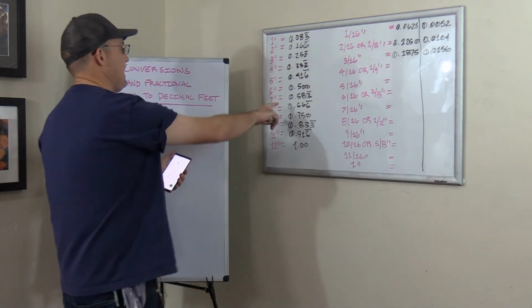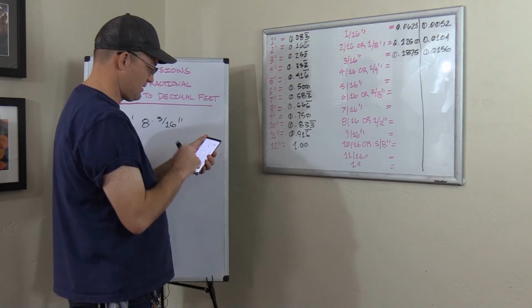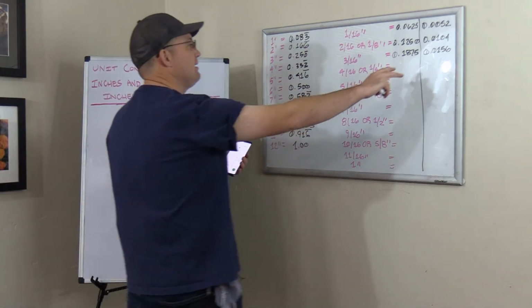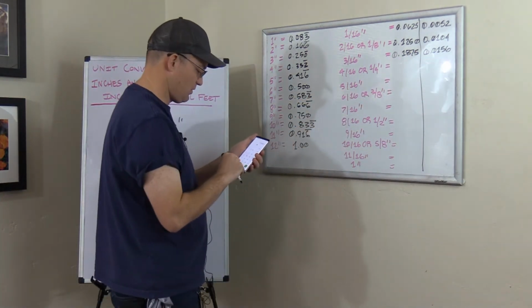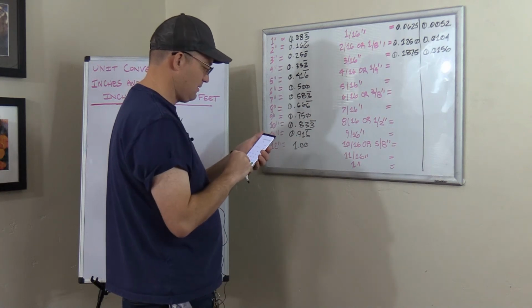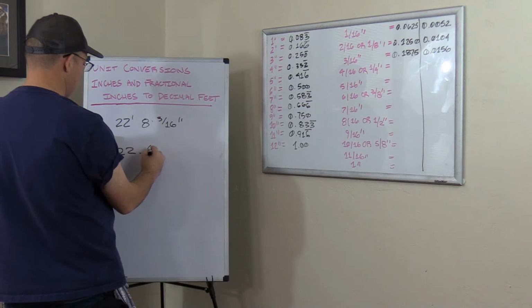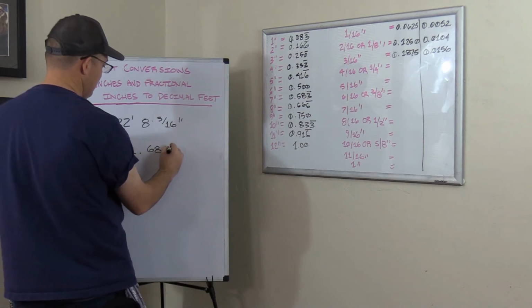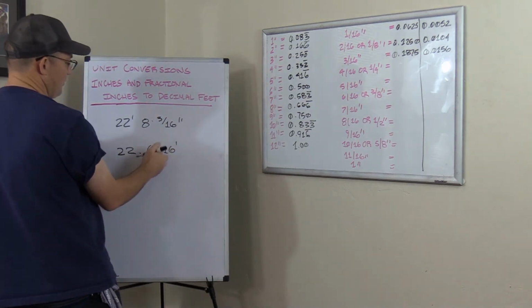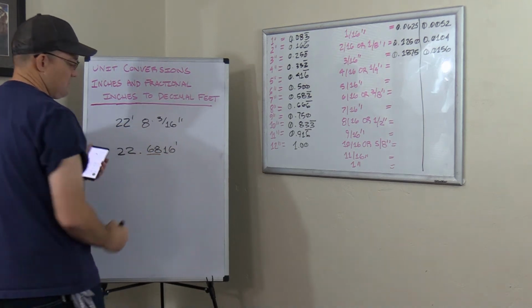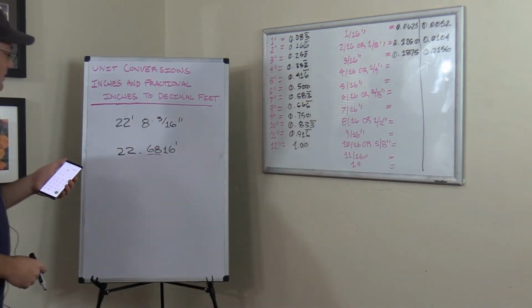Okay, so I'm going to take 8 inches is 0.666. And I'm going to add 3/16, so 0.0156. And what that tells me is I've got 22.6816 feet. Okay, and we would normally round that, so we would round it and just show the 68/100ths.